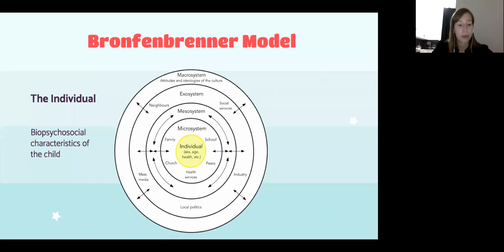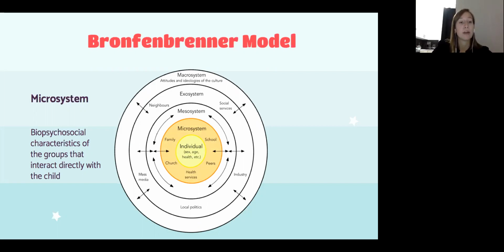The middle here represents the individual, and in this we have to consider the biopsychosocial characteristics of the child. The second layer represents the microsystem, and within this system we have to consider the biopsychosocial characteristics of the groups that interact directly with the child. So within this system, we include parents, clinicians, peers, teachers, and so on.